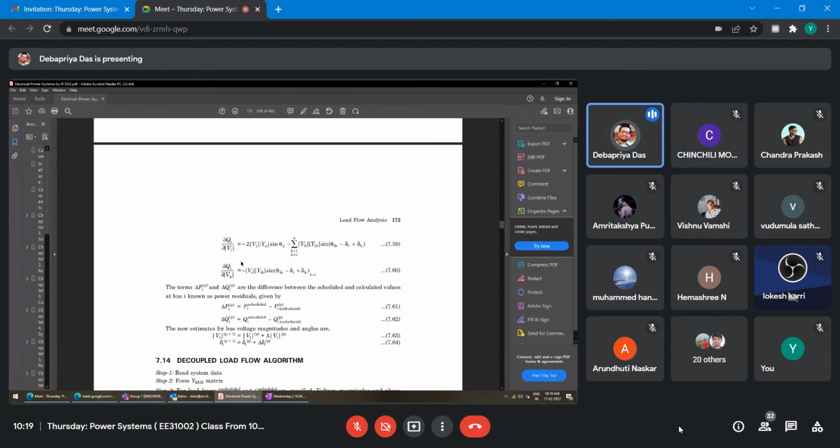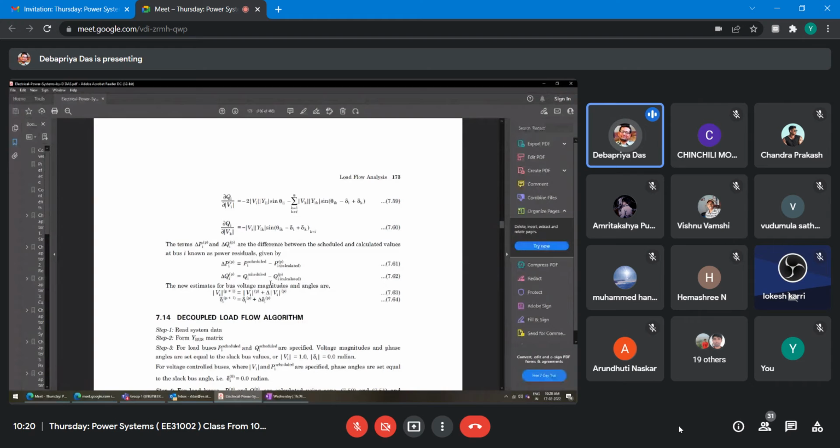Similarly, if you take the off diagonal element, delta Qi upon delta Vk, then only a single element, but k not equal to I. Here also k not equal to I, right? If k is equal to I, then it will not be valid, right? Because it is k not equal to I. This is the diagonal element, this is the off diagonal element.